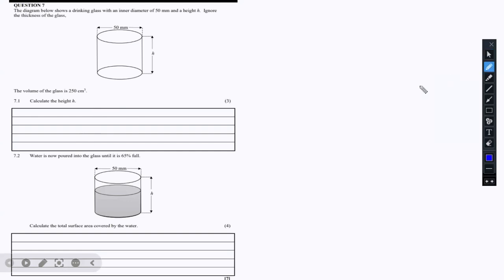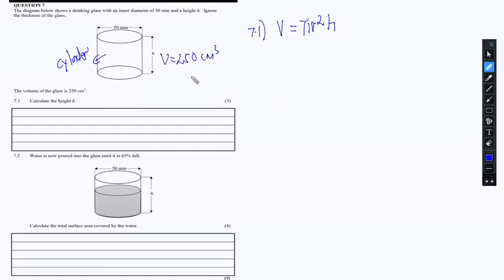And as we can see here, we are not given the formula for the volume of this shape. So first we have to figure out that this shape is a cylinder. And then to calculate the volume of a cylinder, we know that the formula is V equals pi r square h, right? So we are already given the volume, it's 250 centimeter cube. And then we have the diameter, but we know the relationship of the diameter and the radius is that the radius is half the length of the diameter.